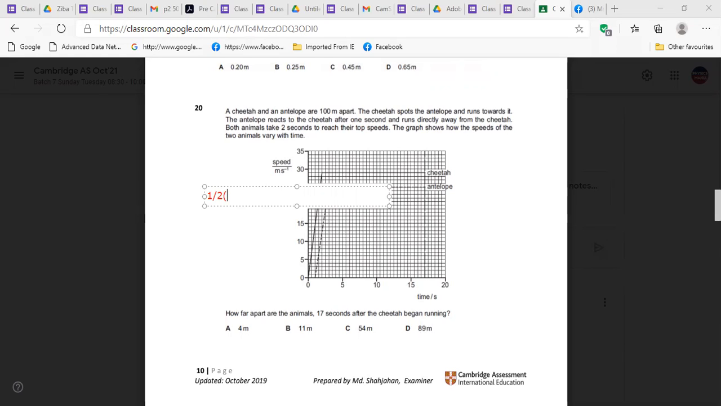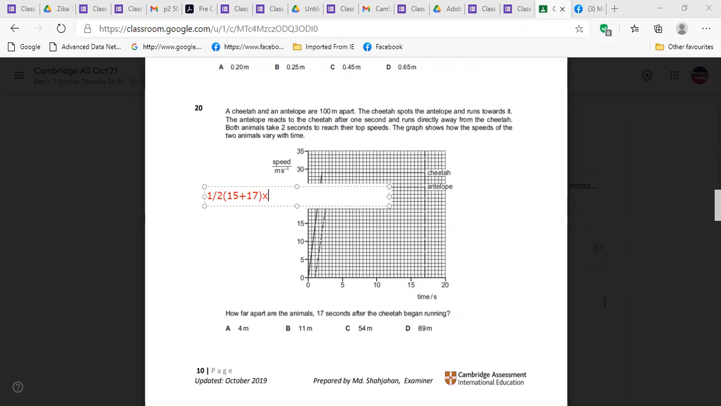One half into a plus b. What values are you writing for a plus b? Sir, 15 and 17. 15 plus 17. Then 17 bracket close, right? Into 29. How did you get 29?